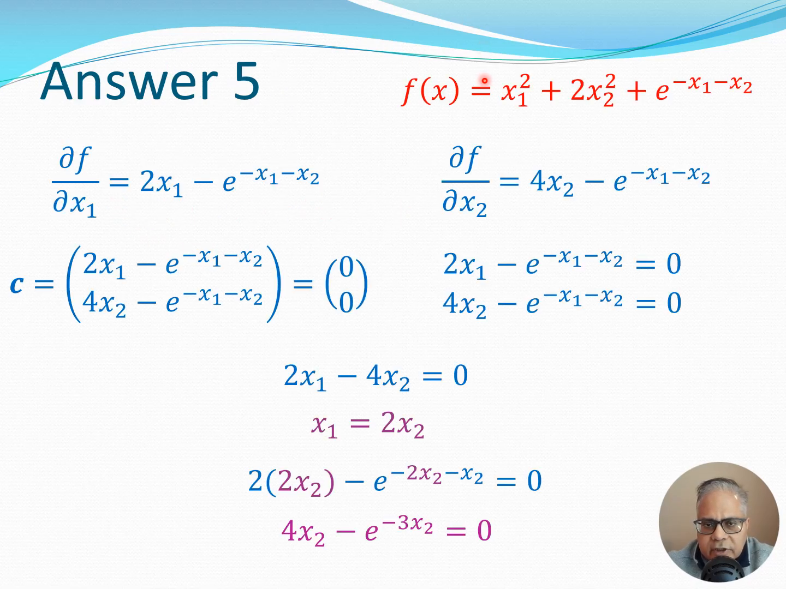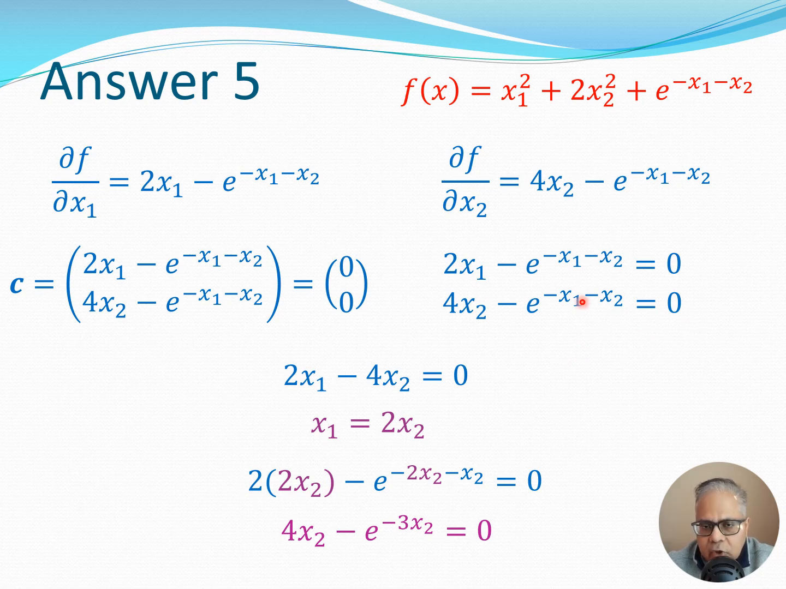So to find the stationary point, I immediately set the gradient to 0. So to set the gradient to 0, I need to calculate the partial derivatives. So with respect to x1, I get 2x1 minus e to the power minus x1 minus x2 from here, and df by dx2 is going to be 4x2 minus e to the power minus x1 minus x2. So I put this here. Remember, this is the gradient vector, and I set this equal to 0. So that gives me these two equations. So these are nonlinear equations we need to solve.